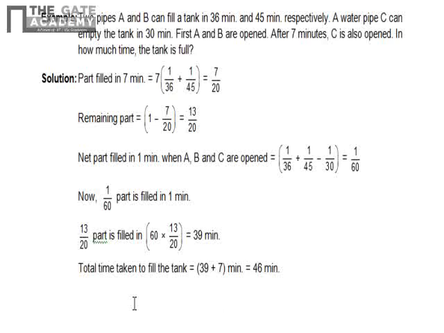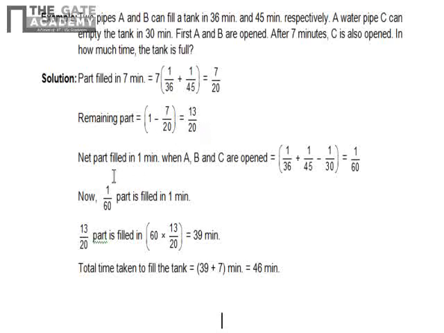Because in the first 7 minutes C was not open, we have to find the part of the tank filled in the first 7 minutes. It is very easy. The part filled in 7 minutes is 7 into (1 by 36 plus 1 by 45), which is equal to 7 by 20. 7 by 20th part is filled. So the remaining part is what? 1 minus 7 by 20, that is 13 by 20.